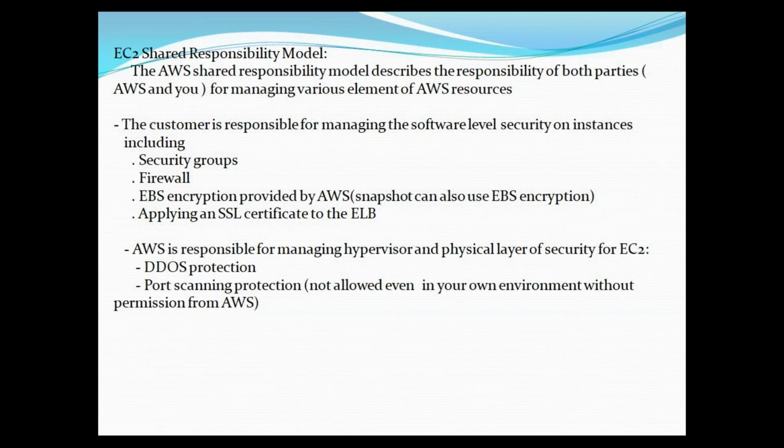Okay, because all this information, for example, it says AWS is responsible for managing the hypervisor and physical layer for the security. Okay, so DDoS protection. If somebody is trying to do a DoS attack on your environment, then you need to contact AWS and tell them about it. Port scanning protection. Okay, you cannot just do a port scanning on any of the machines. You need to take permission from AWS, and other stuff like firewall, creating your networks and everything comes under our scope.